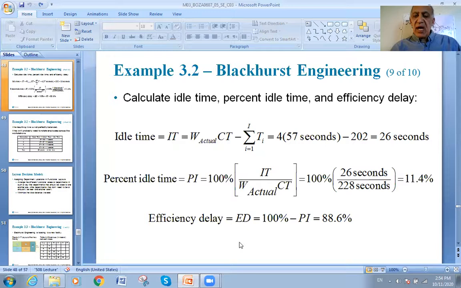Then I will get the percent of the idle time. It will be 26 seconds divided by 228 seconds. So this will give me the percentage 11.4%. How about if I want the efficiency delay? It is 100% minus P1.